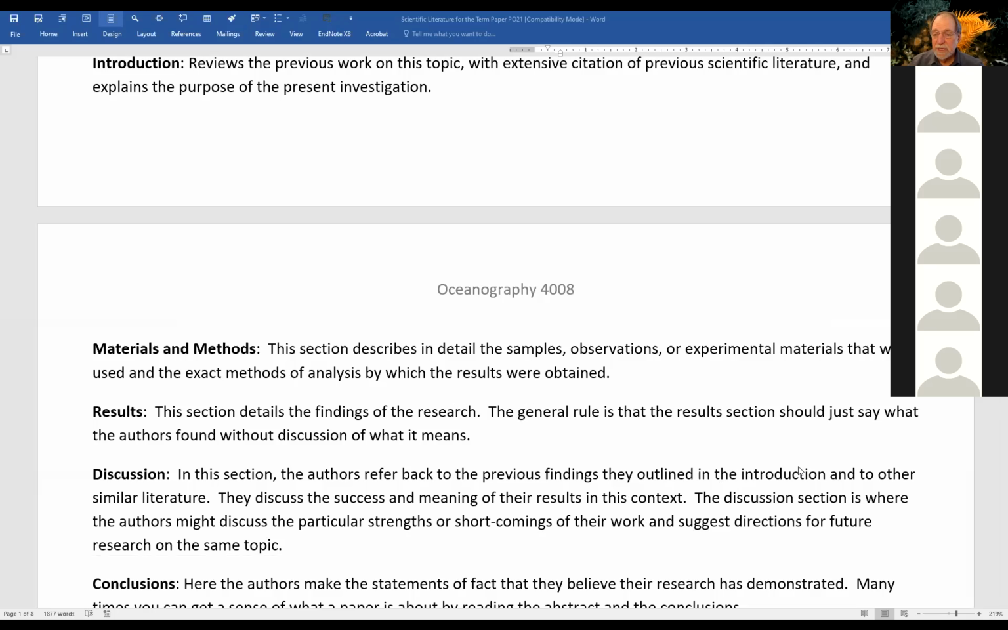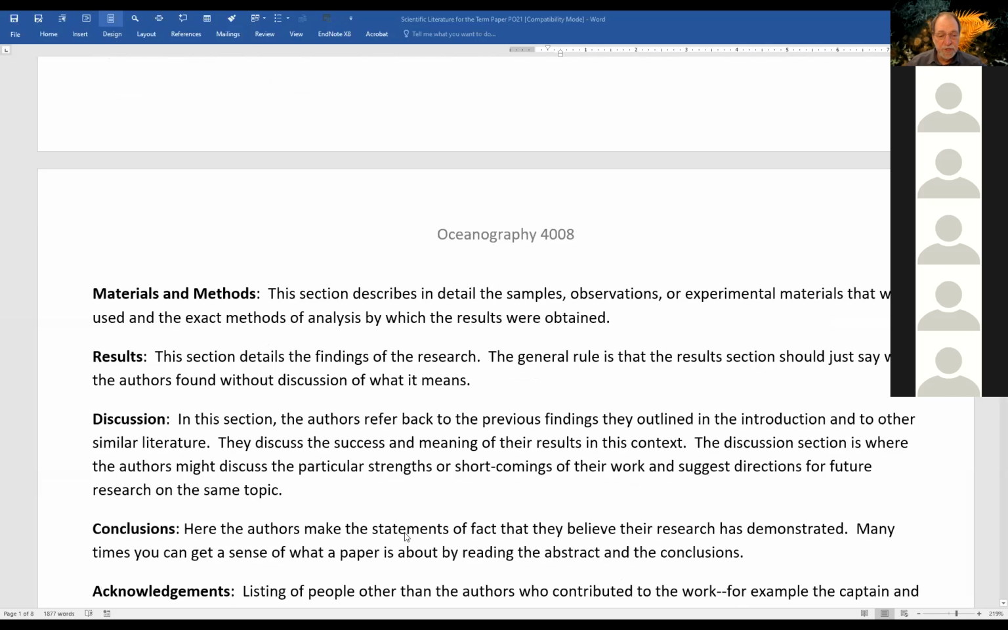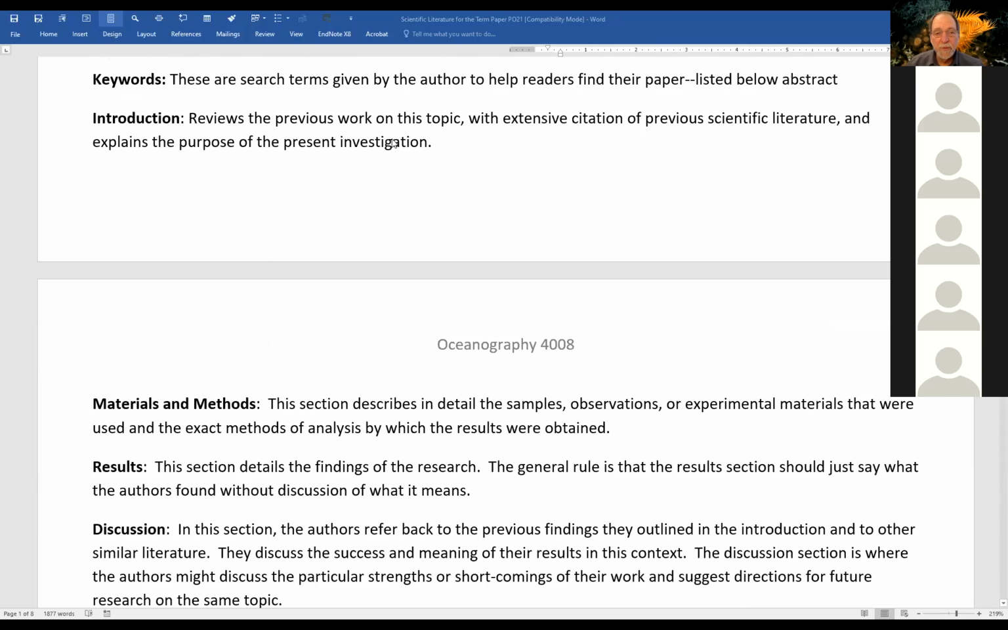And the general rule is that the results section should say what the authors found, but not discuss what it means, or drawbacks or extensions of what it means. That's what you do in the discussion section. So typically in the discussion, the authors will go back to, so in your introduction, you talk about what the previous work on the topic has done with extensive citation of the previous scientific literature, and you explain the purpose of the present observation.